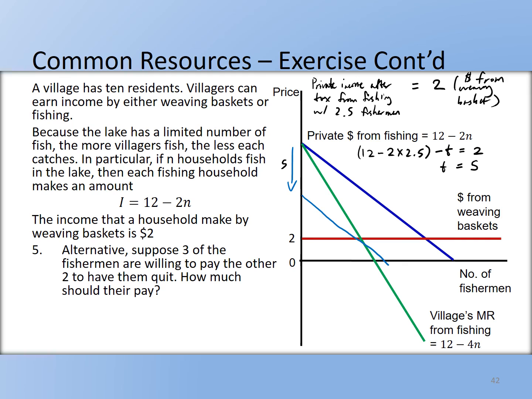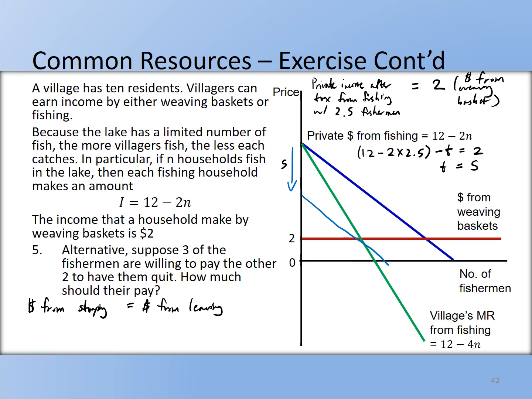Why would anyone voluntarily leave? Well, that must be because they get paid enough. They get paid enough such that leaving is as good as staying, right? Being a fisherman earns quite a bit of money. So you want me to leave? You have to pay me. So what we're going to have is the income from staying has to be equal to the income from leaving.